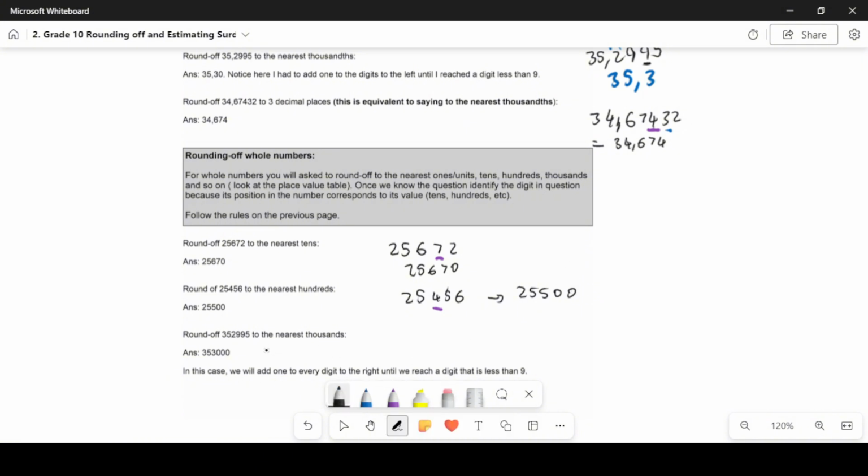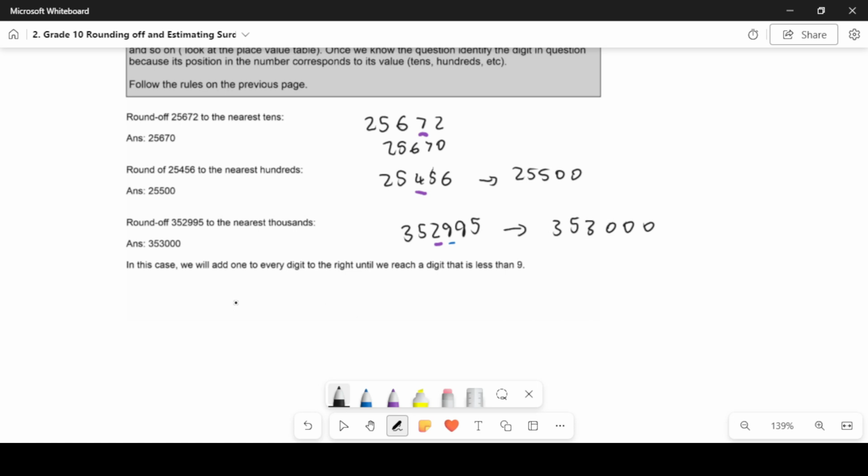Right, here, round up to the nearest thousands. Okay, here you have 352,995. To round up to the nearest thousands, the thousands column is here. If you look at the digit to the right of it, it's a number that is greater than or equal to 5. So therefore, we have to round up, meaning that the digit in question, we add 1 to it. And we convert every other number after it to 0. So this will be 353,000.